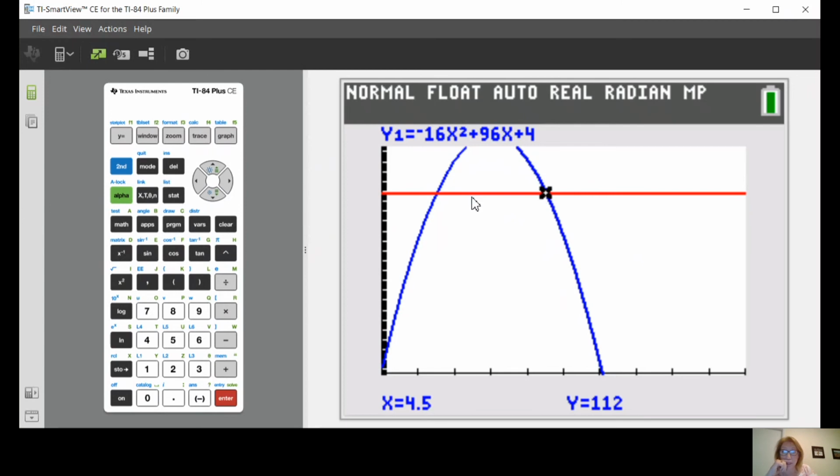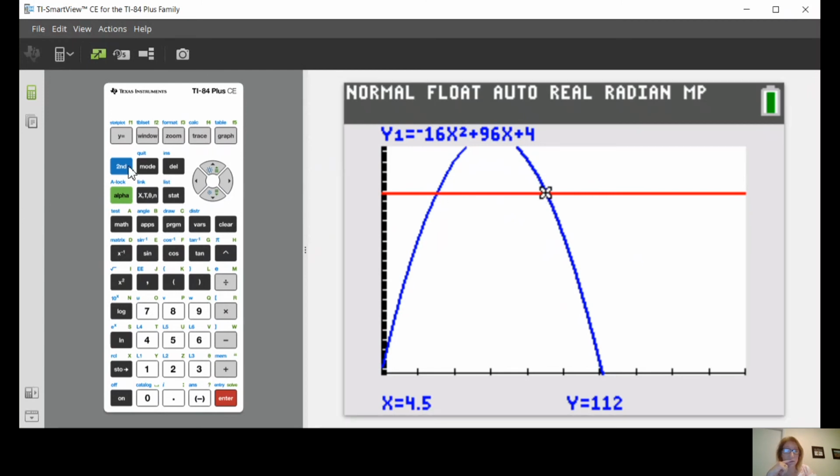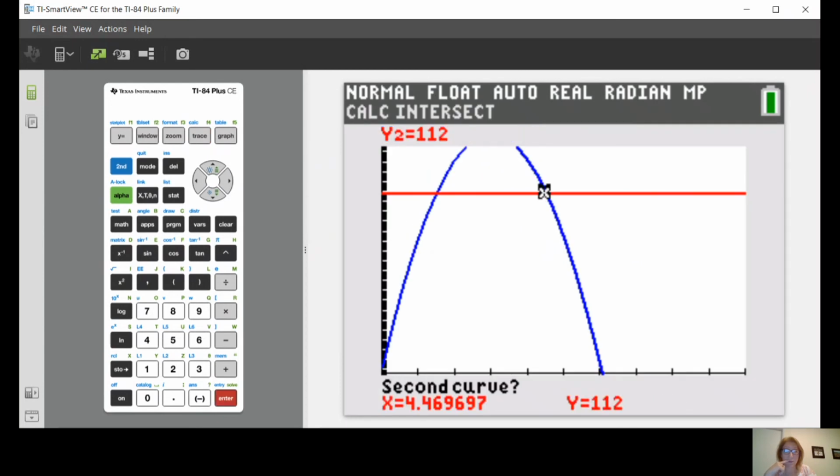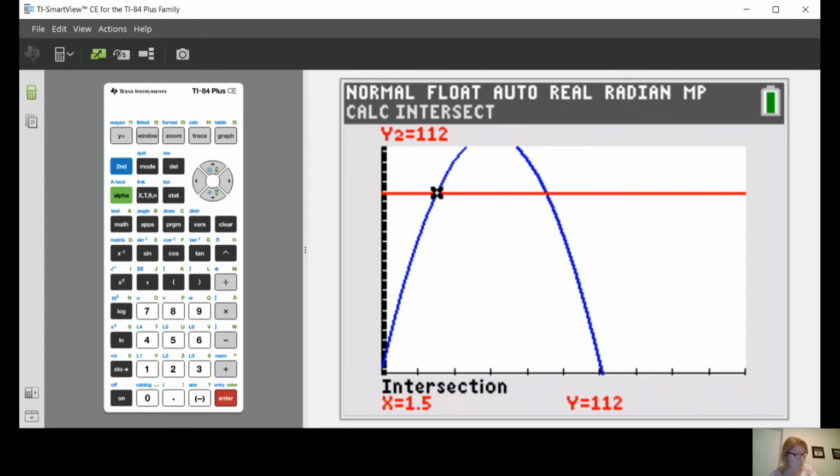So 4.5, when I plug it in, it really is 112. So that works. Now I'm going to run that same feature again, but just move my cursor over here for the guess. So second calc, 5 for intersect, yes for the first curve, yes for the second curve. The guess now, I want to put it closer to the one on the left that I haven't found yet. Enter, it's telling me 1.5. So I'm going to write that down on my paper. That's the other one.